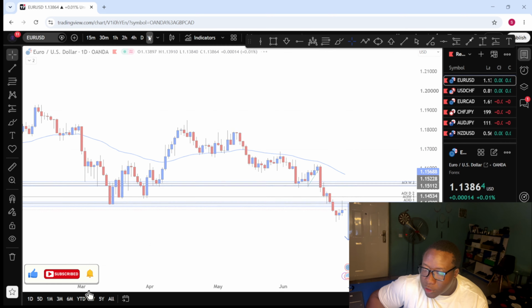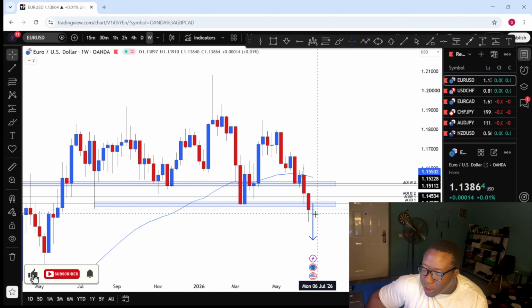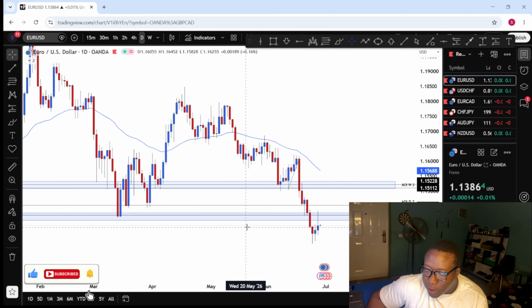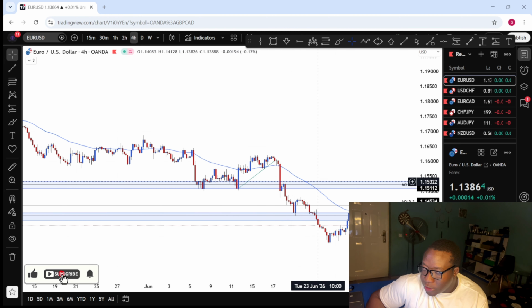On Euro USD on the weekly time frame, you can see that we're bearish. On the daily time frame, we're also bearish. And right now, we're retesting our area of interest.